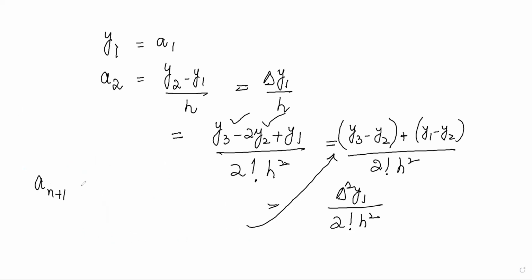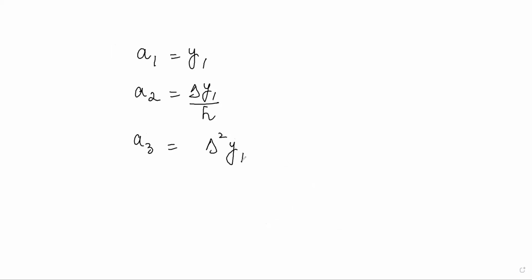Okay, that therefore can be written as delta^n y_n divided by n factorial into h raised to power n. The reason is quite simple. You can look at a1, a2 here. a1 is equal to y1 and a2 is equal to delta y1 divided by h. a3 is equal to delta square y1 divided by 2 factorial into h square.